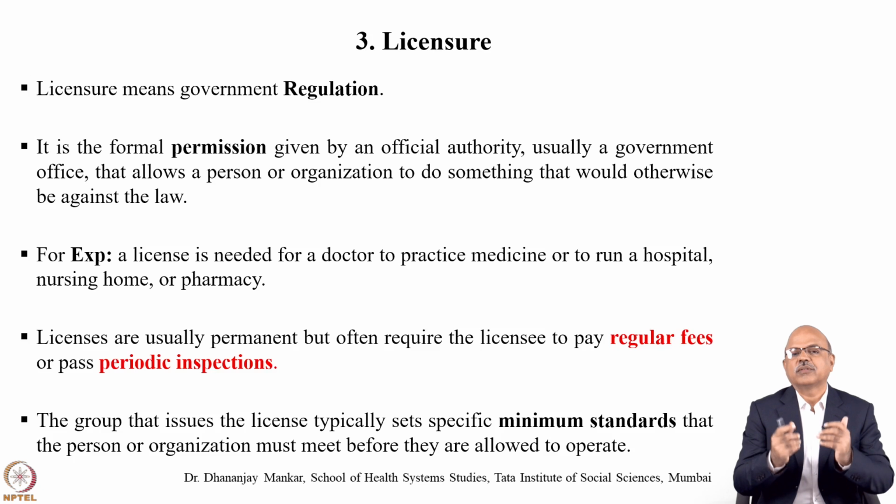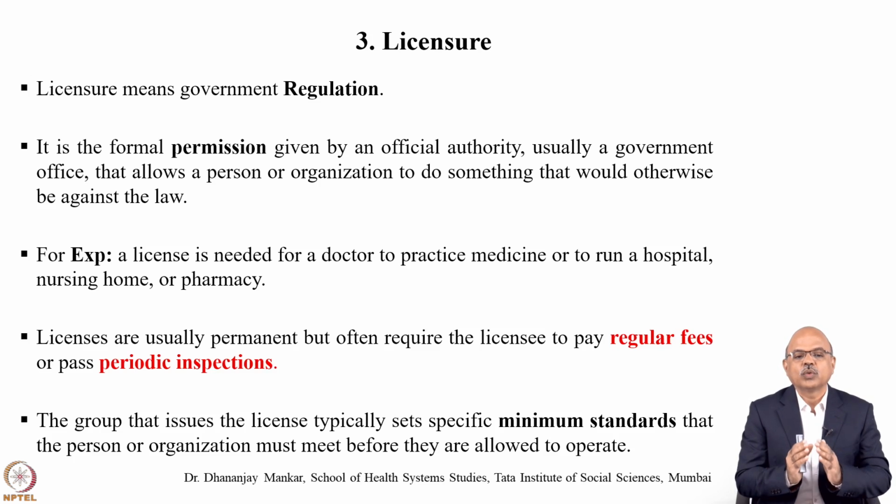What is next to be discussed is the licensure part. Licensure means government regulation. It is a formal permission given by an official authority, usually a government office, that allows a person or organization to do something that would otherwise be against the law. I would like to cite an example here: a license is needed for a doctor to practice medicine, for a hospital to run its processes, for a nursing home to continue nursing activities, or for a pharmacy to sell medicine.